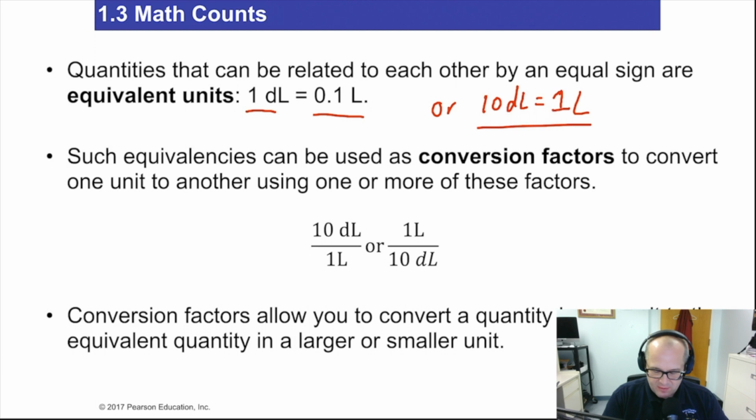Now you can turn an equality or equivalent units into conversion factors. Now how do we do that? Very simple. Simply put one unit over the other. Like that. So I have 1 unit in the numerator, the other unit in the denominator. I have the other unit in the numerator, the other unit in the denominator. Essentially flipped it. Okay? Now notice the number 10 goes with the unit deciliter. And the number 1 goes with the unit liter.